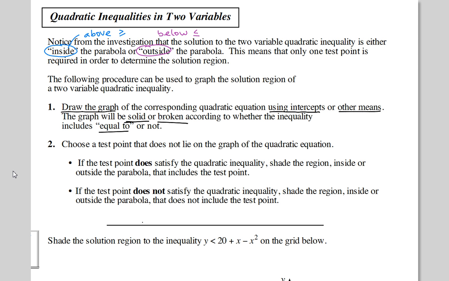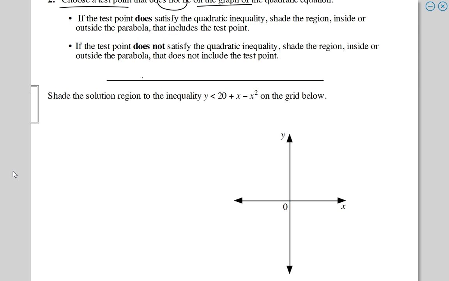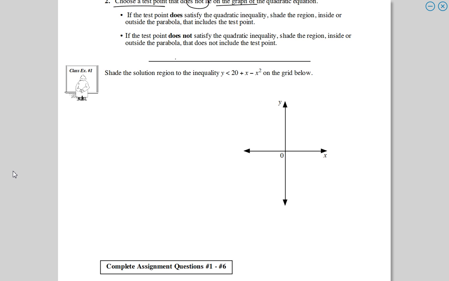Choose a test point that does not lie on the graph. That's the important thing. Choosing a test point that's not on the graph. And if the test point does satisfy the inequality, shade that region, inside or outside. And if it doesn't, shade the other region. Okay, so let's take a look at this.